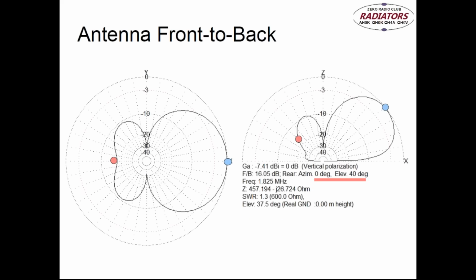About front to back. This antenna has 16.1 dB front to back, and it's in the direction of 180 azimuth and 40 elevation.